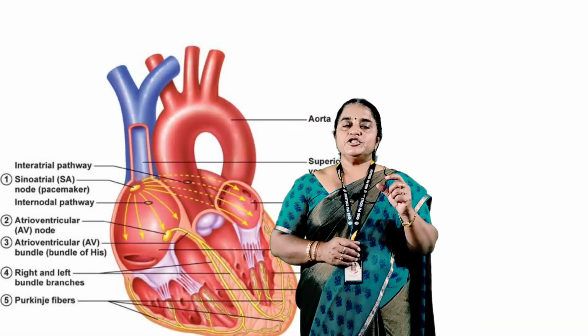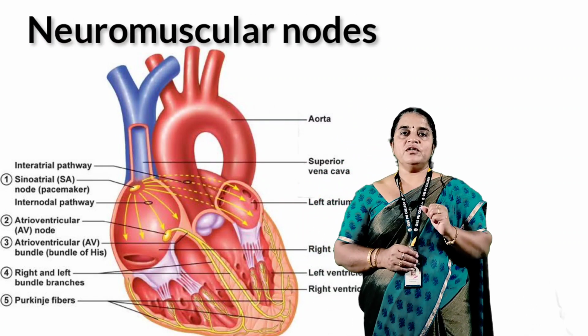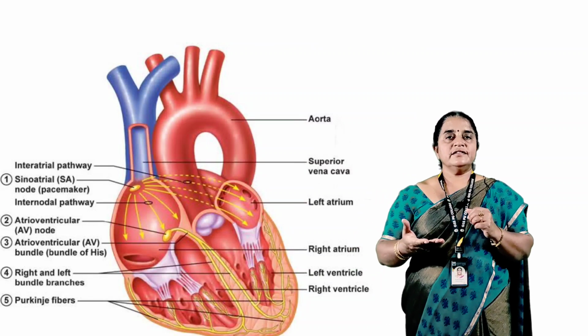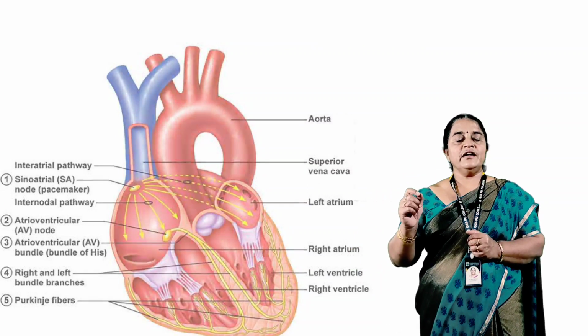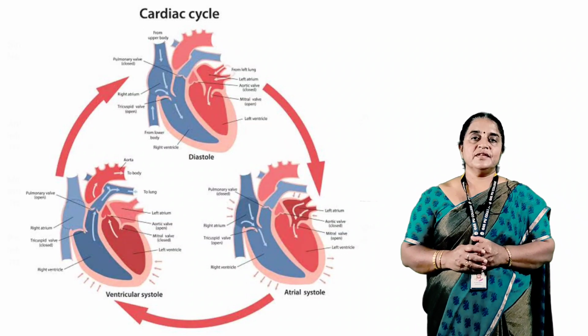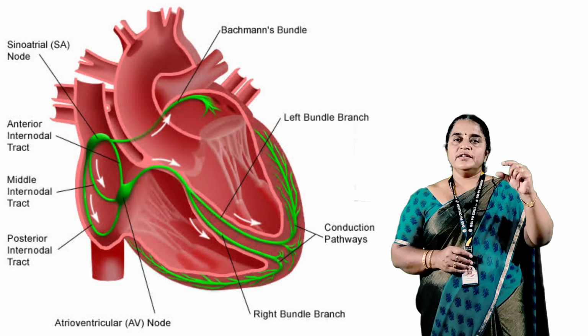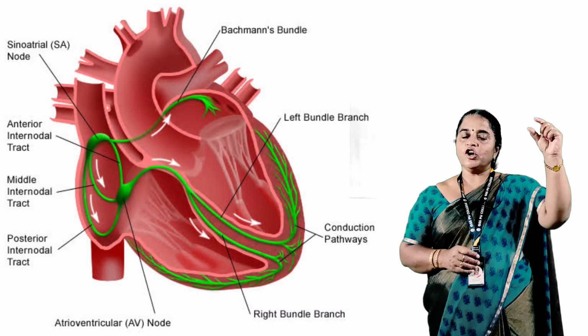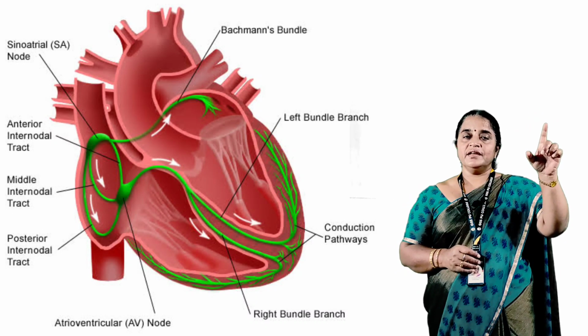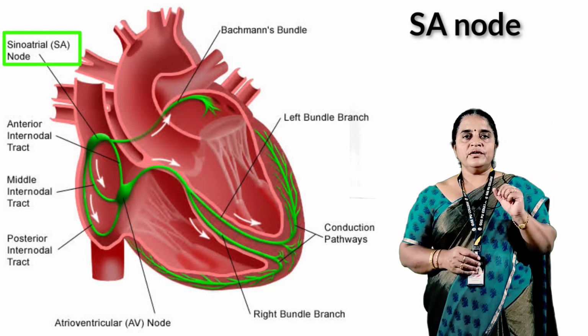Apart from this, there are special neuromuscular nodes present in the heart wall to generate the stimuli for working of the heart, known as the cardiac cycle. There is a neuromuscular node present in the right corner of the right atrium. It is known as SA node, sinuatrial node.